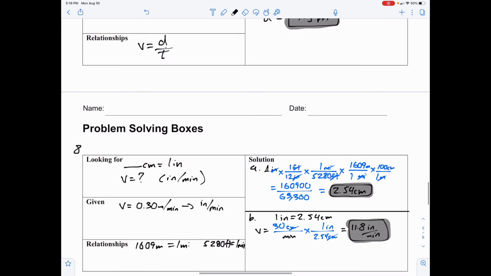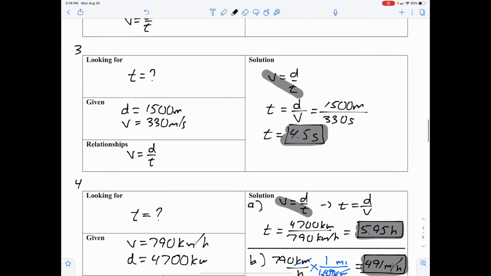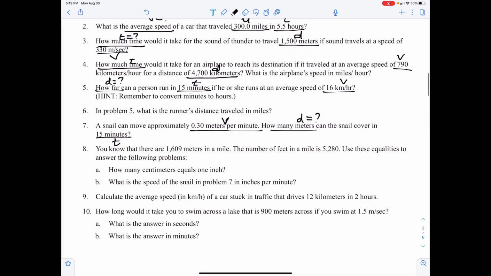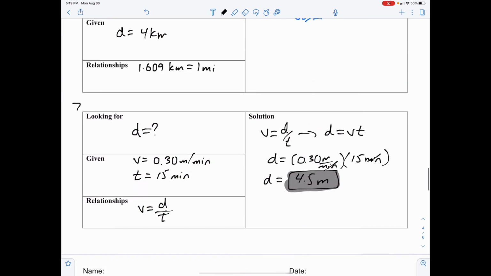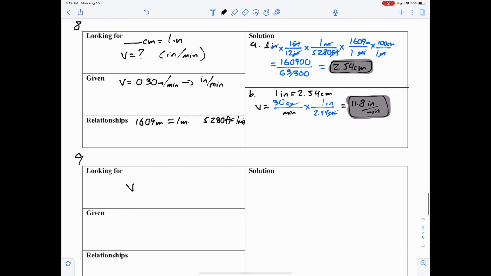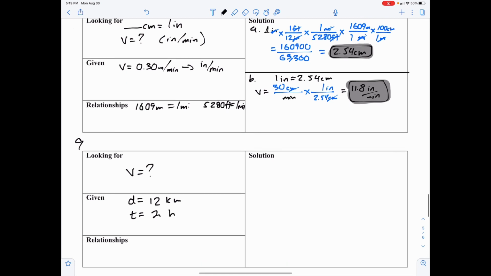Number 9. Calculate the average speed, so we're looking for V, of a car stuck in traffic that drives 12 kilometers in 2 hours. Okay, we're looking for V, the average speed. We were given a distance and a time. The distance was 12 kilometers. The time was 2 hours.